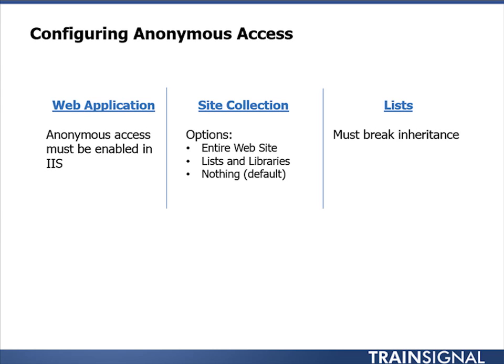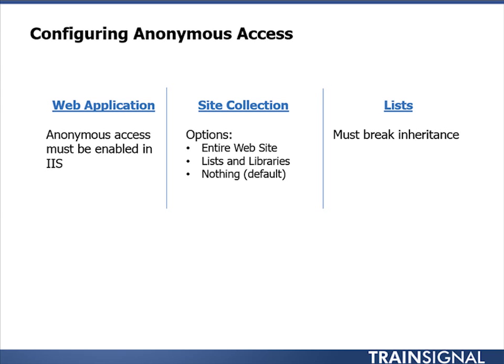Now, in order to set up anonymous access, there are a couple of different spots I have to go to enable this. The first thing I need to do is enable this inside of the web application. The reason for that is, remember, the web application plugs into the website inside of IIS, and it's actually up to IIS to authenticate people. Since we have to manage our authentication through IIS, IIS needs to know that we want to do anonymous access. So we'll have to turn that on in the web application. Then we're going to have to go to the site collection and turn it on there.